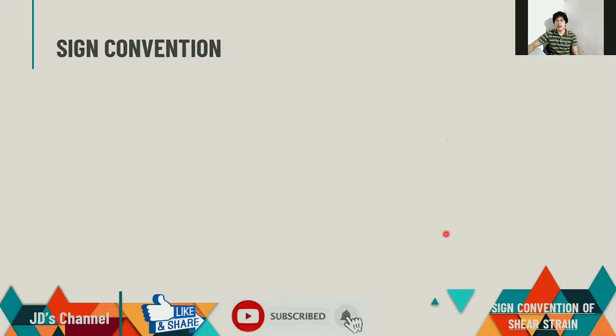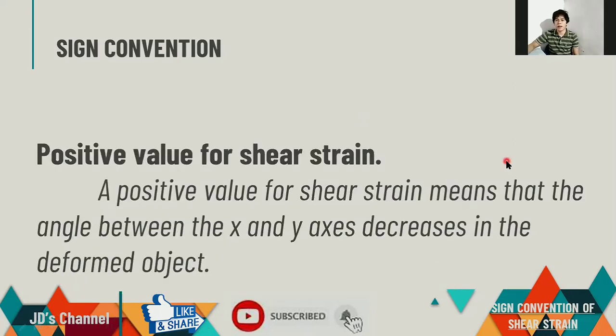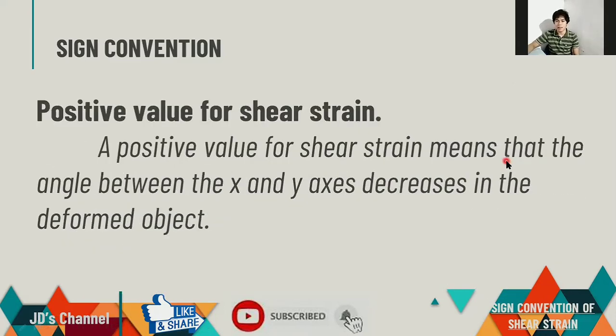Ayan, class, pasok naman tayo ngayon sa sign convention. So, napag-aralan natin yung definition niya, yung formula niya, patungkol sa strain. Ngayon, pasok tayo sa sign convention. We have class a positive value for shear strain and a negative value for shear strain. Pag-usapan natin kailan ba siya positive value at kailan siya negative value for the shear strain. Pag-usapan natin pag positive.